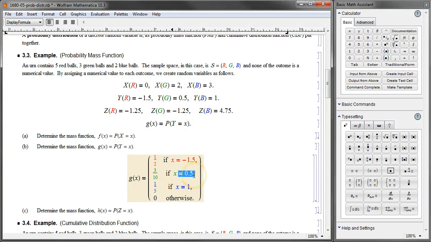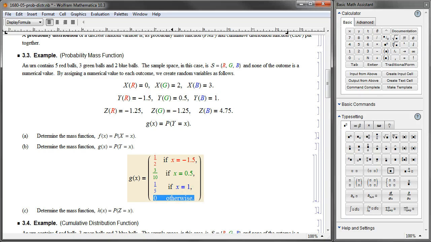When small x value is 0.5, in this case capital Y takes 0.5, and that corresponds to the green ball. There are 3 green balls out of 10, so the probability is 3/10. Finally, when small x is equal to 1, capital Y is taking value 1, that corresponds to the blue ball, so the probability is 1/5, because there are 2 blue balls out of a total of 10. Otherwise, impossible, so all 0.